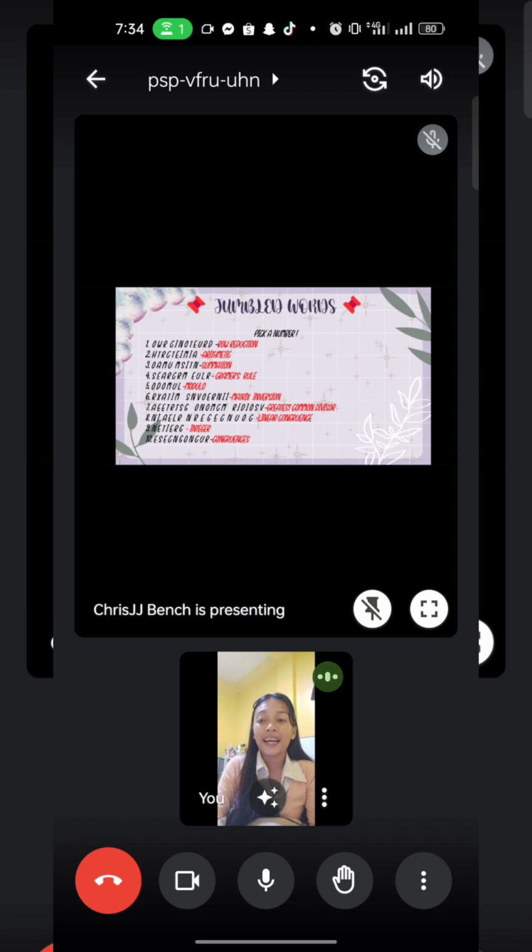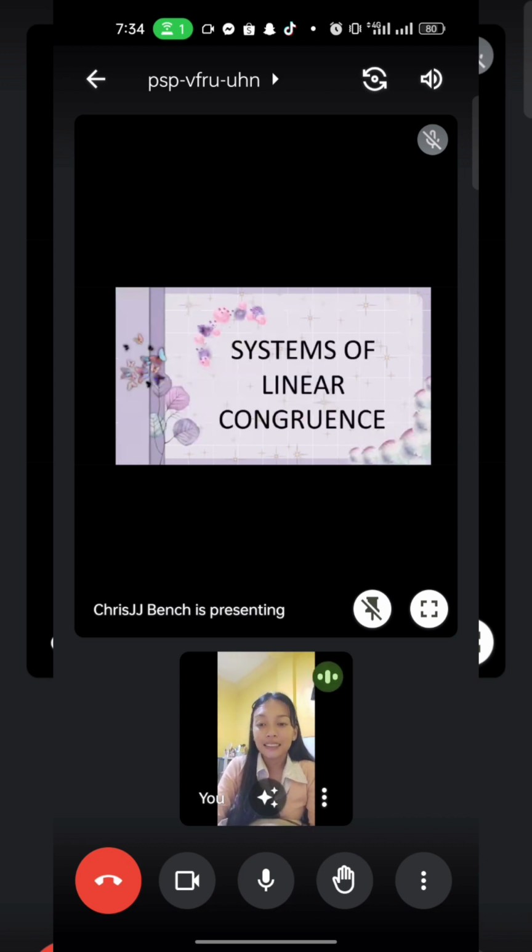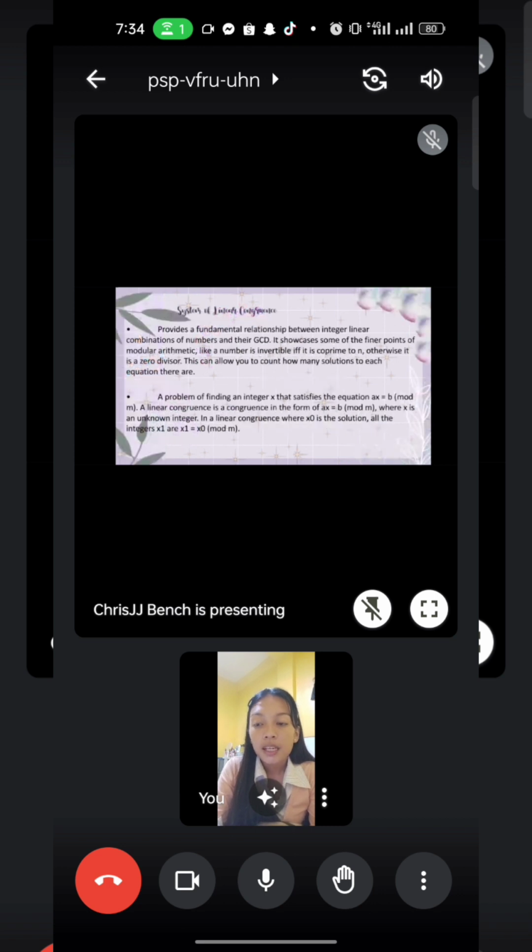Do you have any idea what our topic is for today? Anyone? Since you don't have any idea, I will go straight to the point. Our topic for today is systems of linear congruence. It provides a fundamental relationship between integer linear combinations of numbers and their GCD.